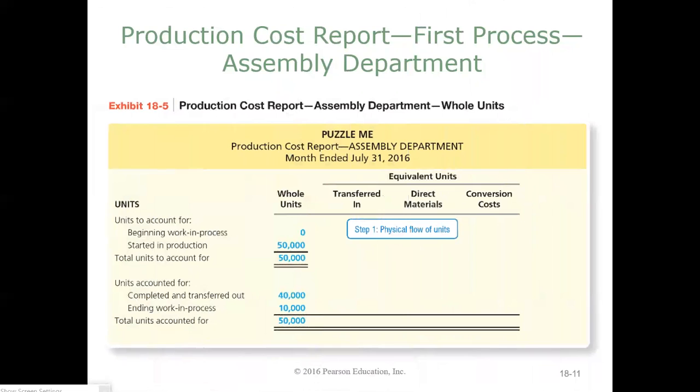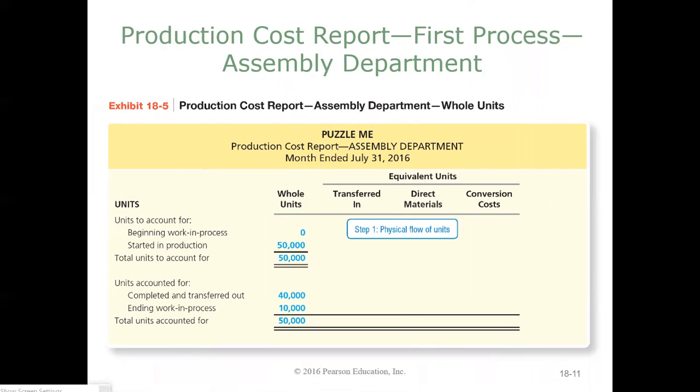All right, so let's just look at a production cost report. Step one is to track the physical flow of units. So here, this is our, oh, they're called Puzzle Me. Clever. Okay, so this is our puzzle company.